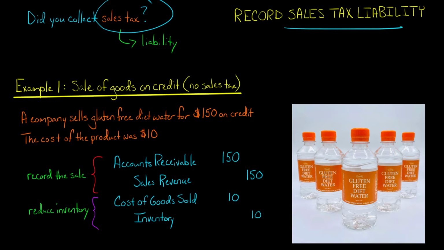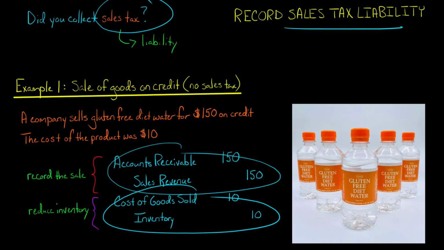Now, if you're wondering, hey, couldn't we have listed the debits first, like debit accounts receivable and debit cost of goods sold, followed by the 2 credits of sales revenue and inventory? Yes, if you want, you could list all the debits first and then list all the credits second. And that's very common in accounting practice. That's how most accountants do it. I just did it this way so you could see the 2 different parts of the transaction.